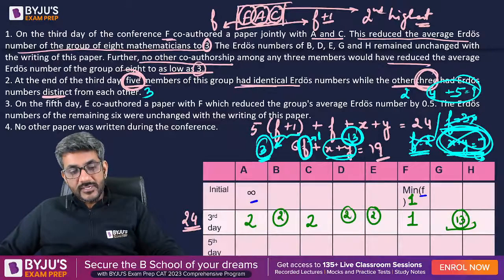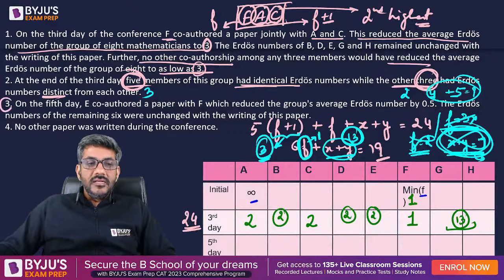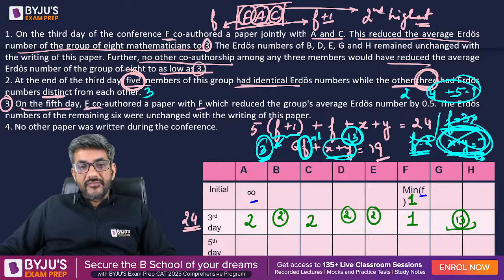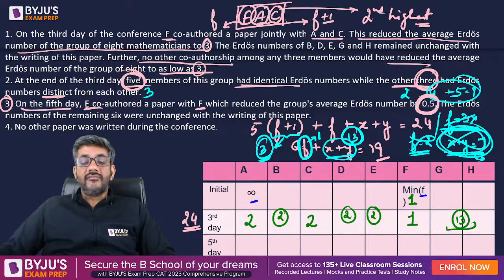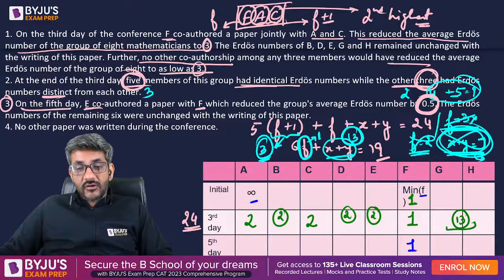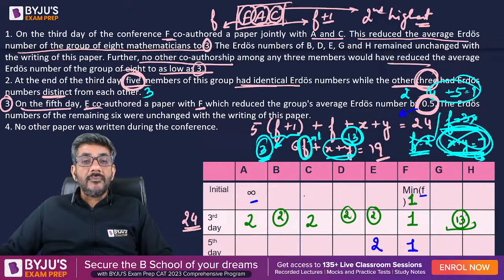Then comes the third point. What does the third point say? It says, on the 5th day, E co-authored a paper with F, which reduced the group's average ADOS number by 0.5. E co-authored a paper with F. F is already having an ADOS number of 1. So can I say E will have an ADOS number of 2 now? And because of that, he says the total group's average reduced by 0.5.